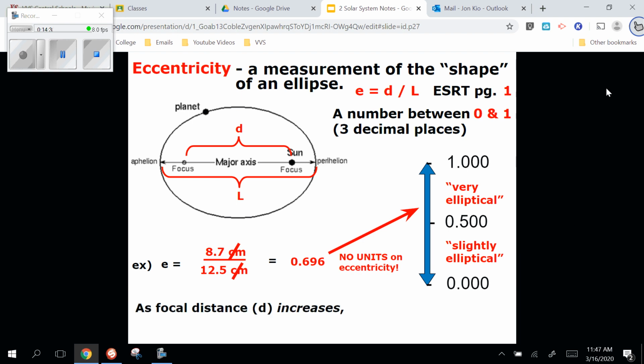So what can we say? As the distance from here to here gets bigger, we're going to increase the eccentricity because we flatten out that ellipse. If we were to move these points closer together until eventually they were right on top of each other in the center, now we have a center point, and that's a circle. So as we move those focal points further apart, the shape becomes more elliptical, more oval.